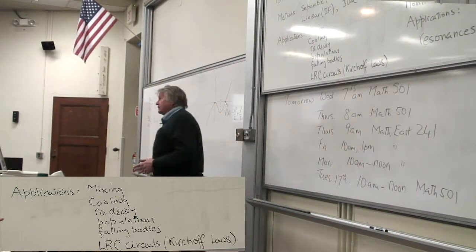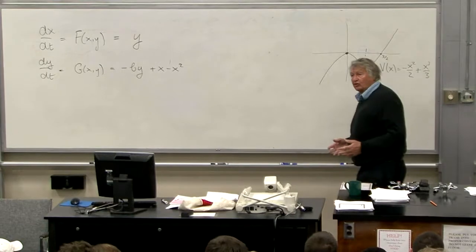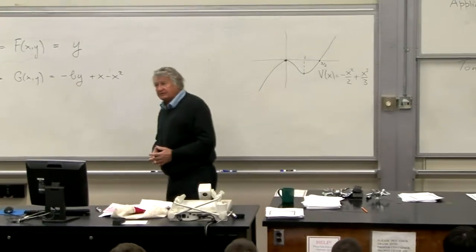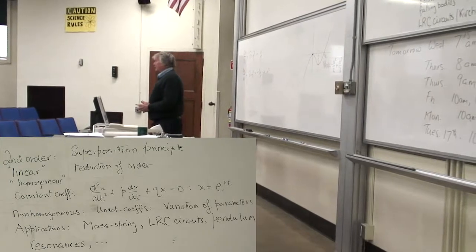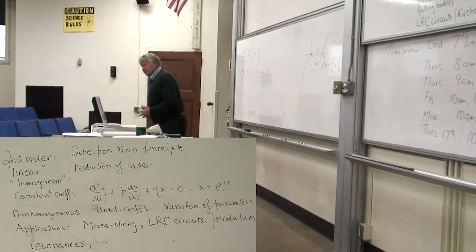Then we go on to the second part of the course. We talked about second order systems. In fact, we talked about systems of any order, but we particularly concentrated on second order systems. They needn't have constant coefficients, but they had to be linear. We were only studying linear equations.